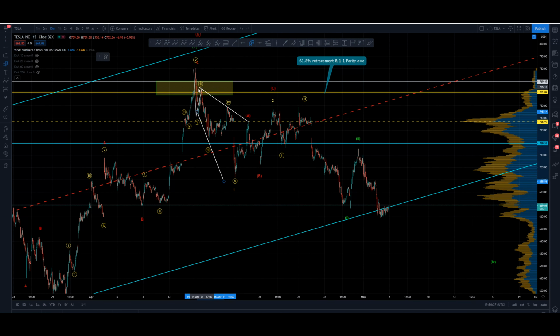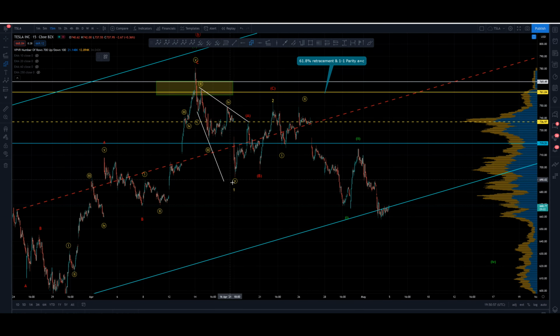Here, 1, 2, 3, 4 with an overlap, 5. The 3 is not the shortest, but the 4 does overlap the 1, so we're dealing with a diagonal. Now, it's an expanding diagonal, expanding leading diagonal to be precise.